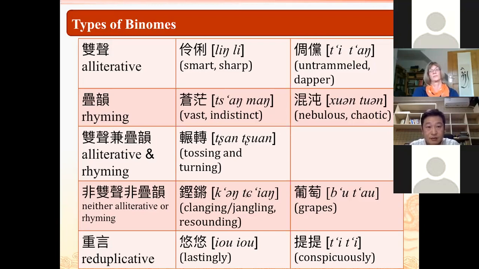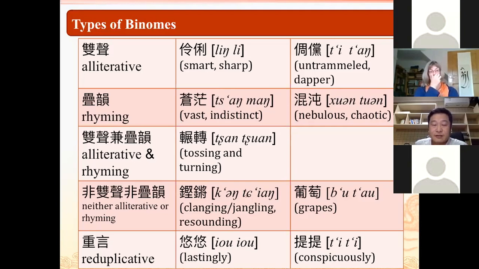And rhyming binoms such as 苍茫, which means vast and indistinct, and 混沌, which means nebulous and chaotic. They also have the same finals. They're all ending with the same rhyme, like 苍茫 and 混沌. We even find some alliterative and rhyming binomes.